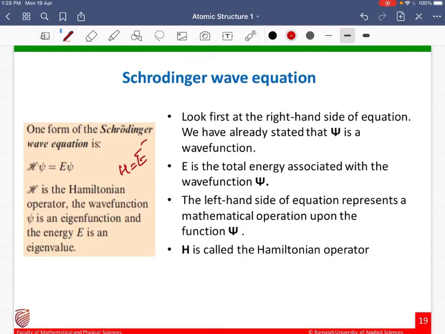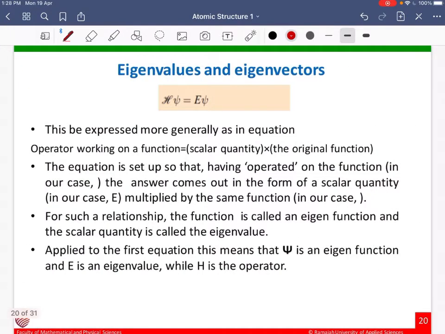We have already stated that psi is a wave function. E is the total energy associated with the wave function psi. The left hand side of the equation represents a mathematical operation upon the function psi, and that operator is called the Hamiltonian operator and represented using the letter H.